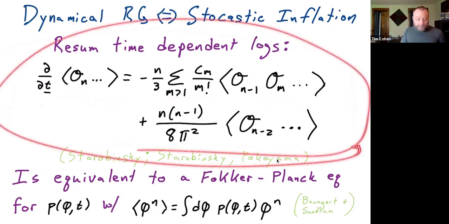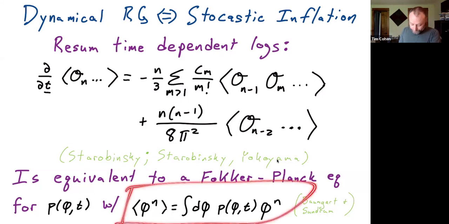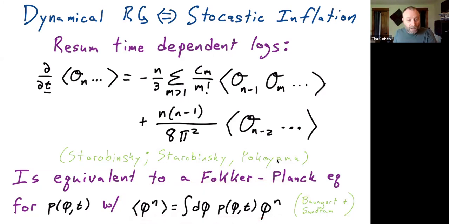This formalism, it doesn't exactly look like it, but it is straightforward to show that it's equivalent to the Fokker-Planck equation that I showed you earlier for stochastic inflation. Basically, you just identify your correlation functions of composite operators as being essentially moments of this probability distribution. This was explained nicely in a recent paper by Baumgart and Sundrum. If you look in our paper, we show a page of algebra on how to get from this equation to the stochastic inflation equations.